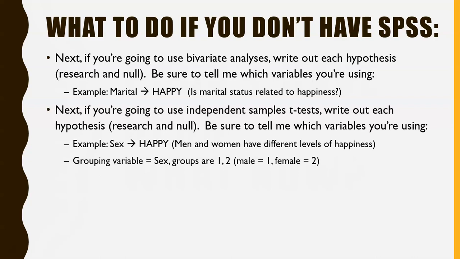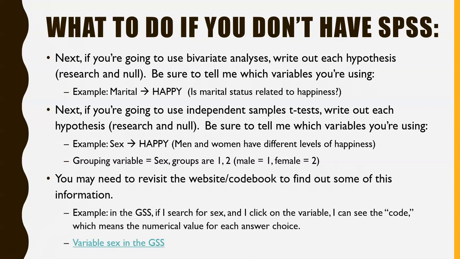And then if you're going to be using independent samples t-tests, write out each hypothesis again. Tell me exactly which variables you're using. So here, for example, I was looking at sex and happiness, and then I was looking to see the grouping variables of male and female here. So you need to tell me what your grouping variables are. And again, you should be able to look at the website or the codebook to find out this information.